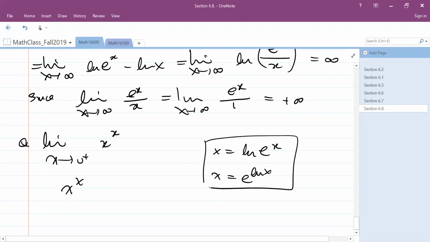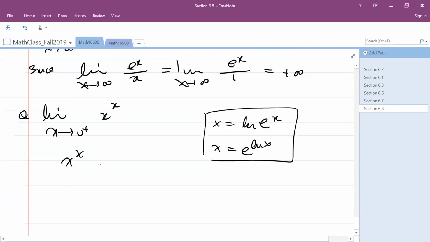I think I should use the second one in this particular case. So I use the second one, it's going to be e to the natural log x, to the x, right? Why do I have to use the second one? Because then I can apply the formula. It's going to be e to the x natural log x. So it's not like x to the x now. It's x times natural log x, much better.